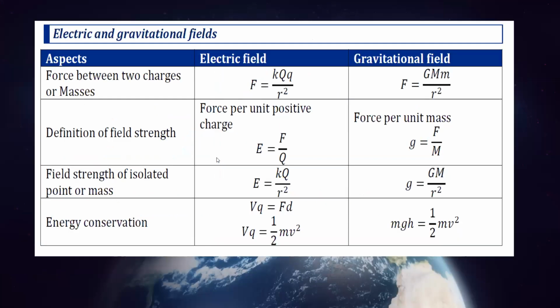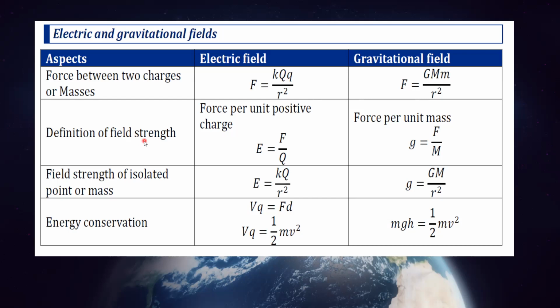So this is a comparison between the electric field and the gravitational field. The force between two charges is found using Coulomb's law: F equals k Q1 Q2 over r squared. And the gravitational field is used to find the force between two masses, which is given by the formula F equals G m1 m2 over r squared, or capital M small m over r squared.